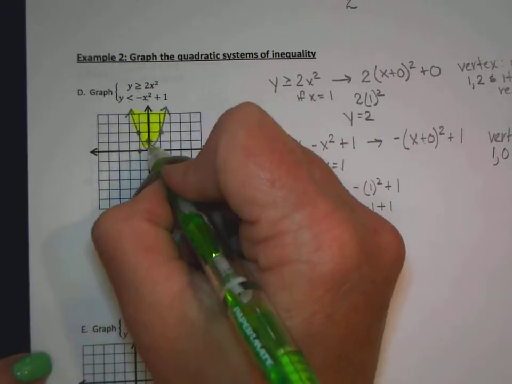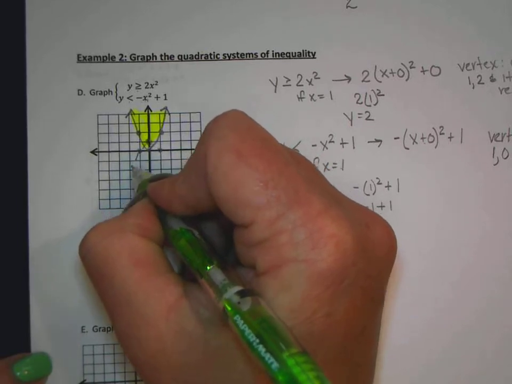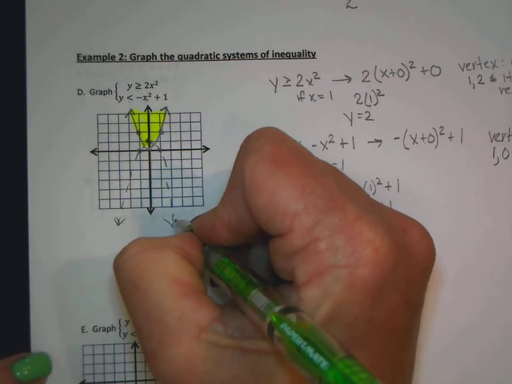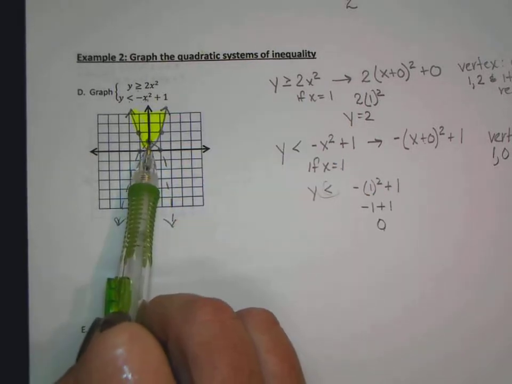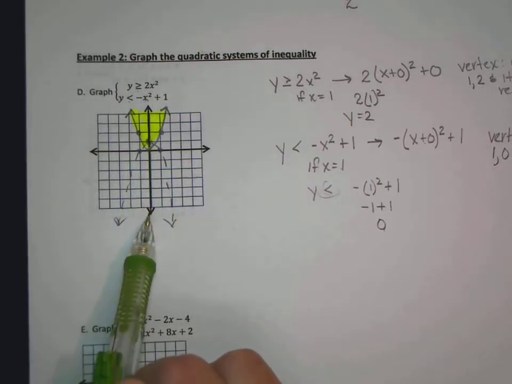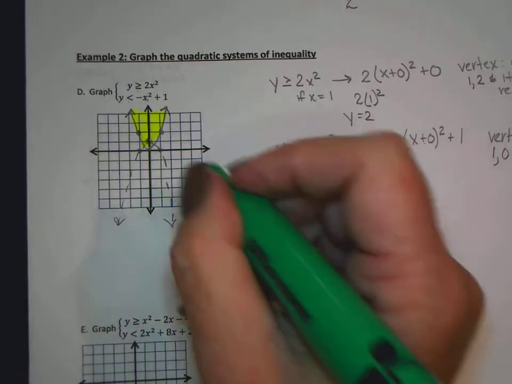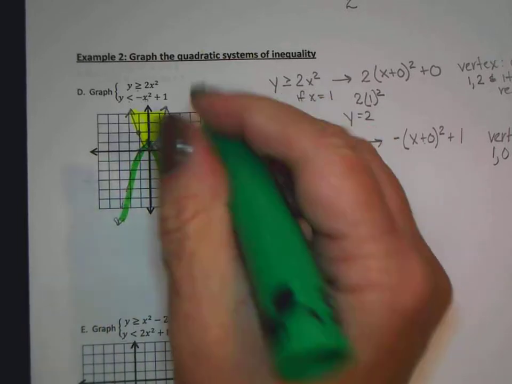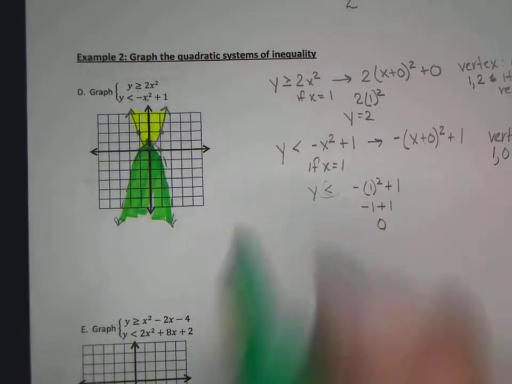Again, this one is a less than, so that means it's a dotted parabola, dotted boundary line. All right. So we also want it less than, so you're going to shade inside your graph. I'm going to switch colors on this one. So that's what that would look like. So you have two of them.